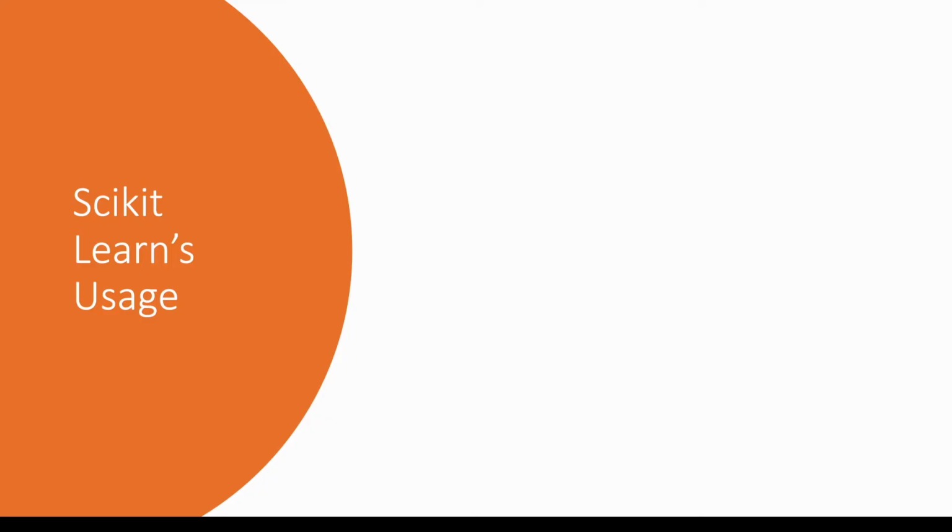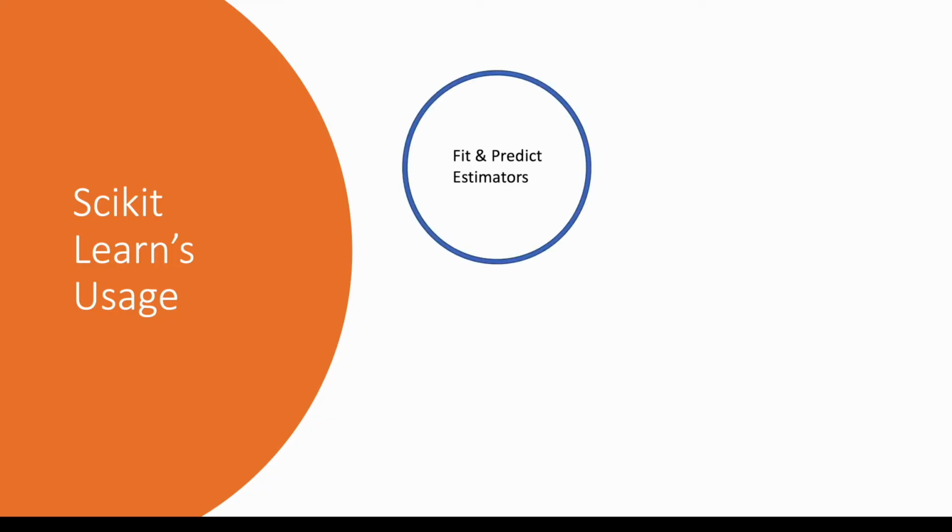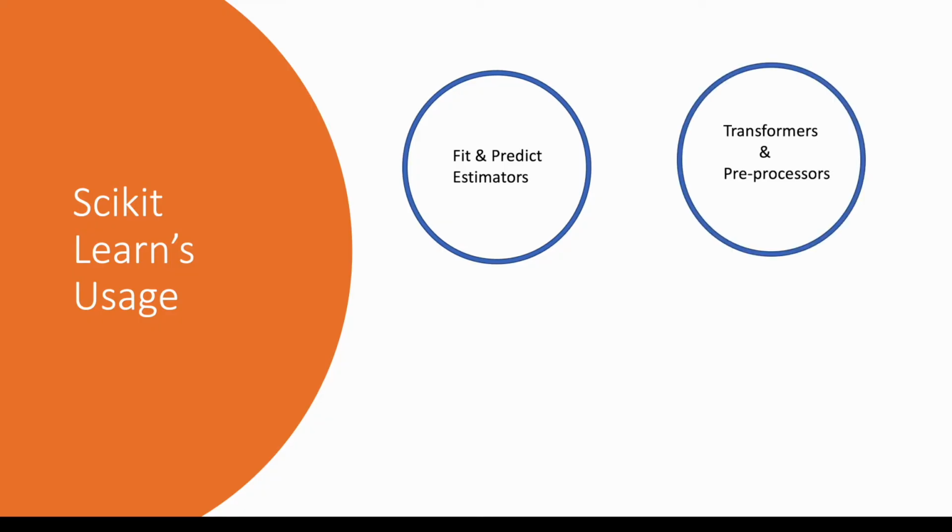If you ask me, it is primarily used for 5 different purposes. Let's see what those are. The first is predictions. We all use it for what are called estimators. Scikit-Learn has inbuilt algorithms to build models for various regression, classification, supervised, and unsupervised tasks. These are called estimators.